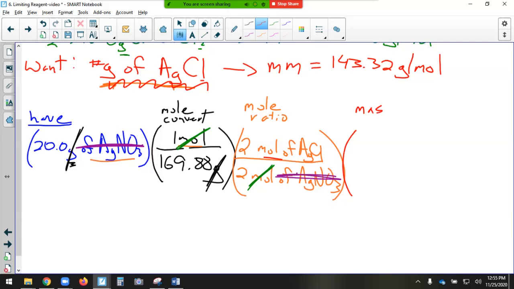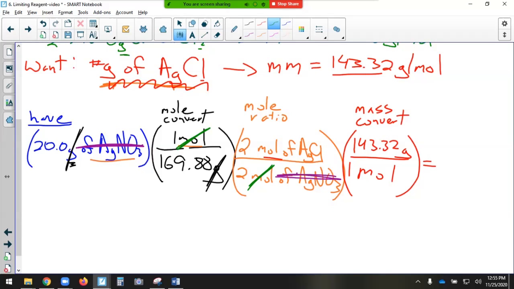So let's convert into mass. For that, we just have to multiply by the molar mass: 143.32 grams for every 1 mole. So do your math, cancel out what needs to cancel out. This mole cancels that per mole, and all you have left for units is grams of silver chloride. If you multiply everything through, you will end up getting 16.9 grams of silver chloride.